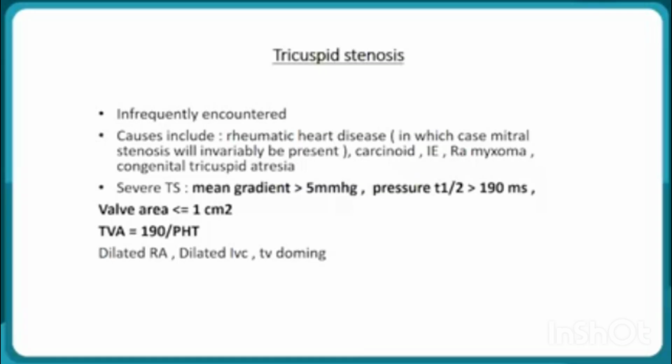Echocardiographic definition of severe tricuspid stenosis is a mean gradient more than 5 mmHg with pressure half time of more than 190 milliseconds and valve area less than 1 centimeter square. How do we calculate tricuspid valve area? It is 190 divided by PHT. But remember, in mitral valve area calculation, the numerator will be 220 divided by PHT. Other findings present in tricuspid stenosis are dilated RA, dilated IVC, and a doming tricuspid valve.